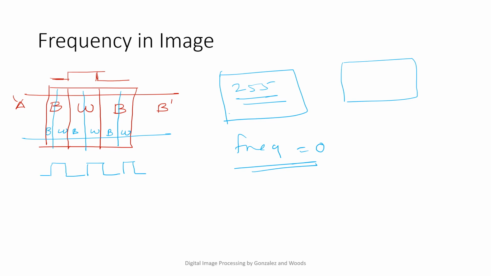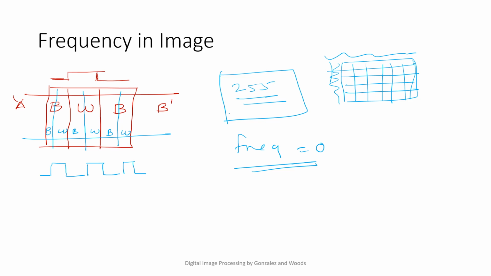Instead of that, if you have this pattern, what can you say? You can say that the frequency is there, right? The frequency in vertical direction as well as in horizontal direction, right? Because the variation is there in this direction also and in this direction also with respect to x and y. Okay, so this is called a frequency in spatial domain.